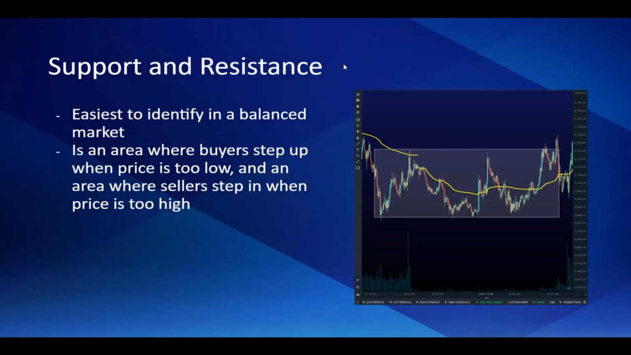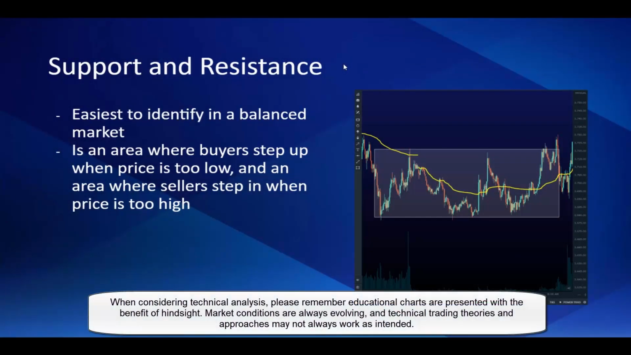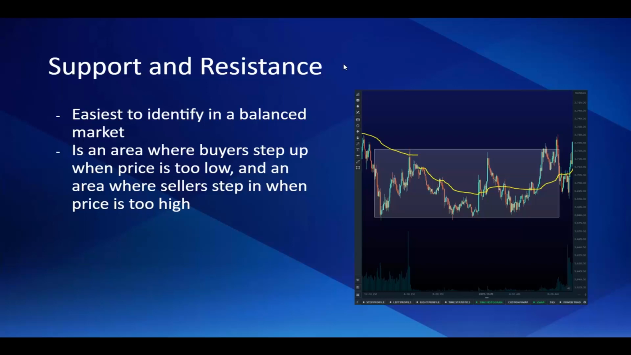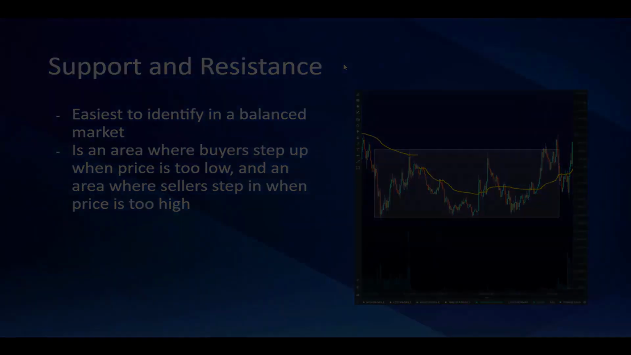So the easiest way to identify support and resistance is in a balanced market. Like I was discussing before, in a trending market consistently moving up or consistently moving down, it becomes more difficult to find support and resistance. When we're moving sideways, or balanced, or bracketing, that is when we can really see support and resistance in an easier way. And really, all support and resistance is an area where buyers have stepped up when prices are too low and an area where sellers have stepped in when prices are too high. So a responsive market essentially.